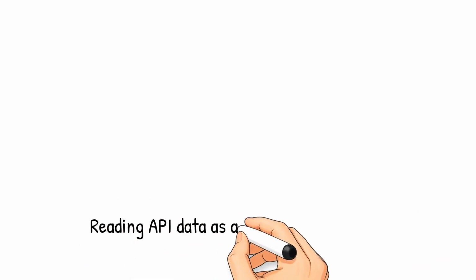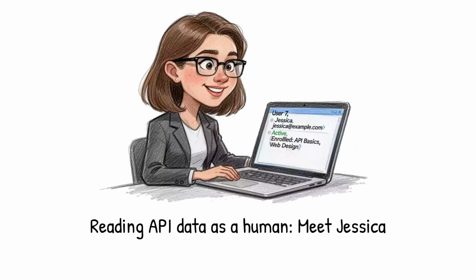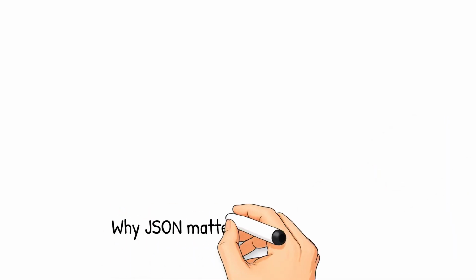Now read it like a human. This is user number 7, named Jessica, with that email address. Her account is active, and she's enrolled in 2 courses, API Basics and Web Design. That's it. You just read raw API data. Not scary at all, right?